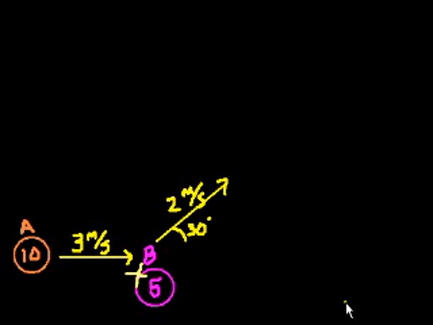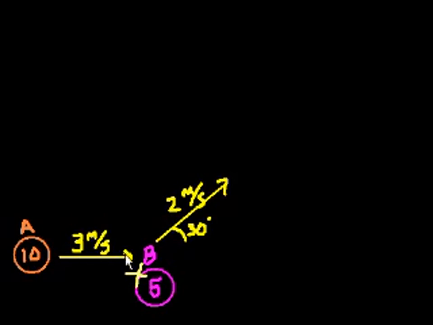Welcome back. We will now do a momentum problem in 2 dimensions. So let's see what we have here. We have this ball A, and we could maybe even think of it as what's going on on the surface of a pool table. We have ball A, which is 10 kilograms, so these numbers are the mass of the balls. It's moving to the right at 3 meters per second. And then it hits ball B, which is a 5 kilogram ball.